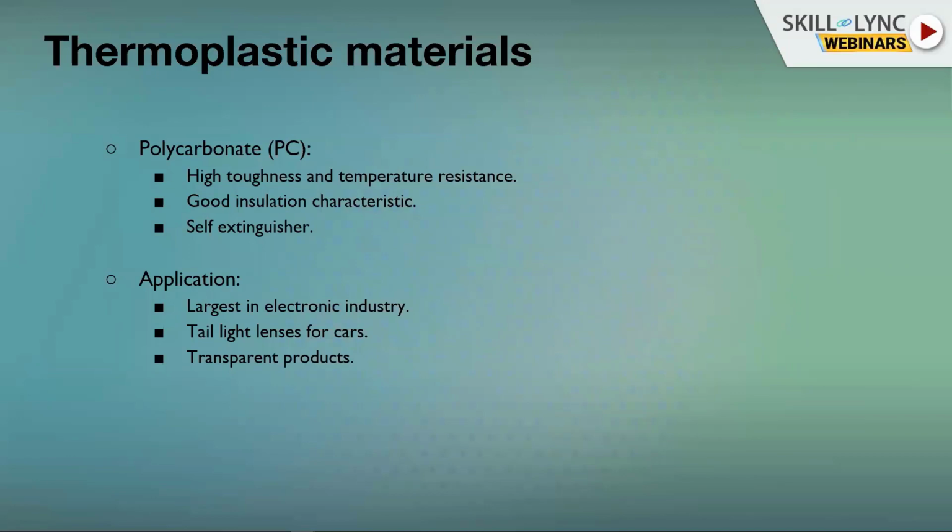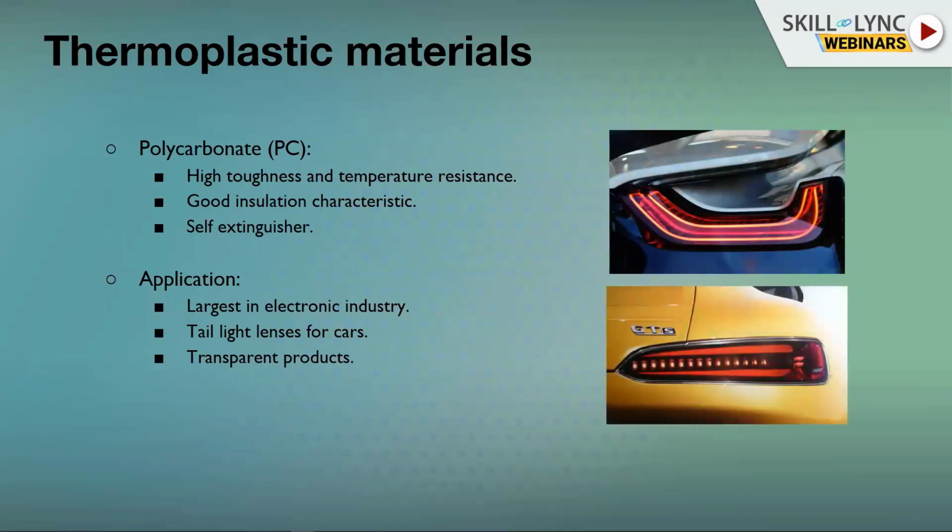And next I will go through a polycarbonate material, which is called PC. It has high toughness and temperature resistance, good insulation, and it also acts as a self-extinguisher. And here you see some of the applications, which are used in electronic industries and also in developing tail light lenses for the automobile industry. And also it's transparent.